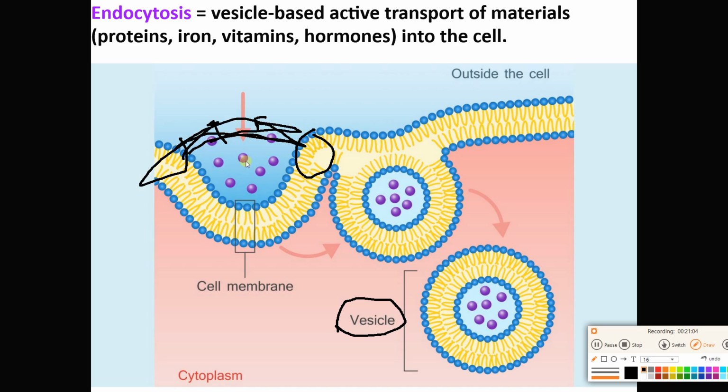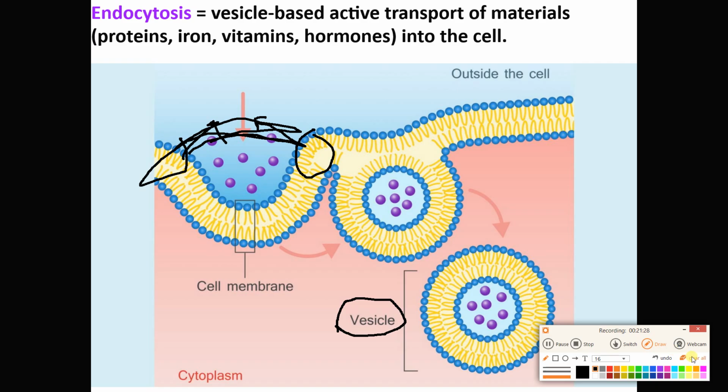And now the purple things, which were outside of the cell originally, are now inside the cell in a vesicle. And this is called endocytosis. And this process is a vesicle-based active transport of materials such as proteins, iron, vitamins, hormones, and more. But we're going into the cell. Okay, good stuff.